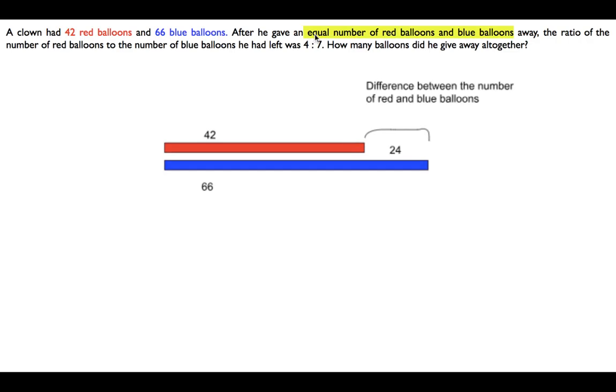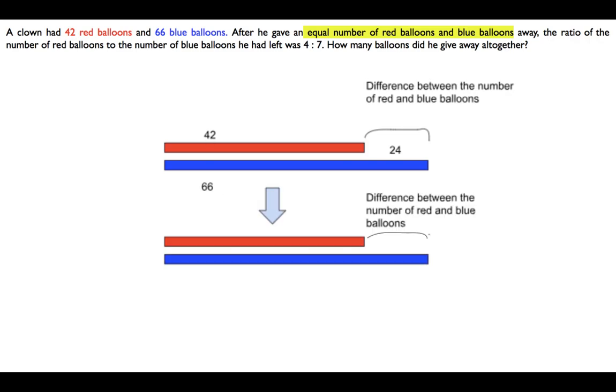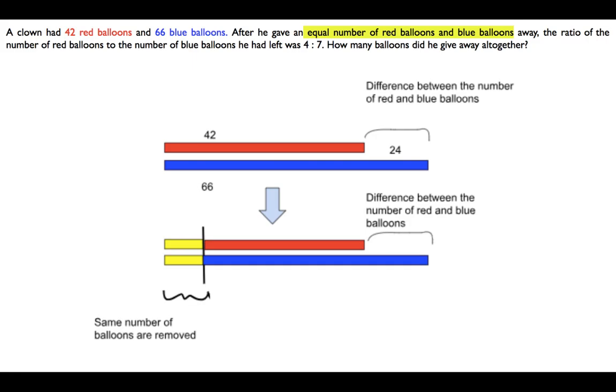Now, it said an equal number of red balloons and blue balloons were given away. I don't know how many though, so I'm going to draw this by just saying this amount. I don't know what this amount is, but I know that it has to be the same for the red balloons and the blue balloons because it said equal number. So it's the same number removed. And I know that the difference between the red and the blue is 24.